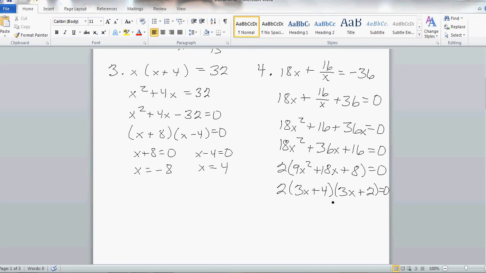And then we can set each one of these factors equal to 0. Well, obviously setting 2 equal to 0 isn't going to do any good. So I can do 3x plus 4 equals 0, or 3x plus 2 equals 0. Solving this one, subtract 4, and then divide by 3. x equals negative 4/3. Likewise, subtract 2 here, and then divide both sides by 3, and we get that.